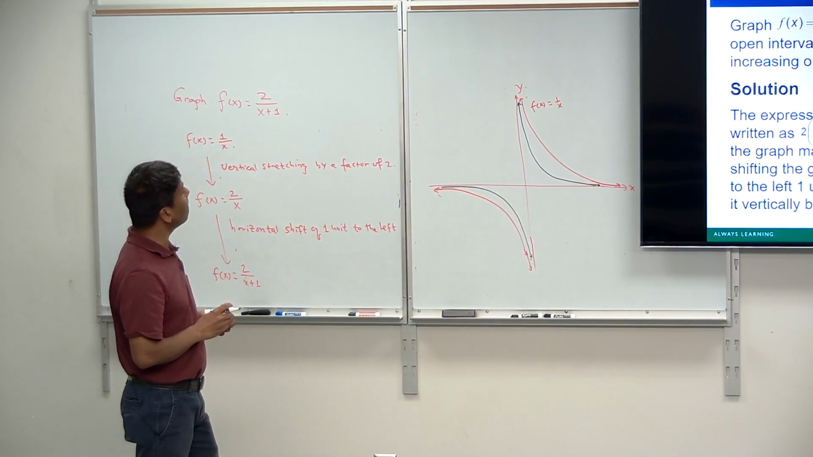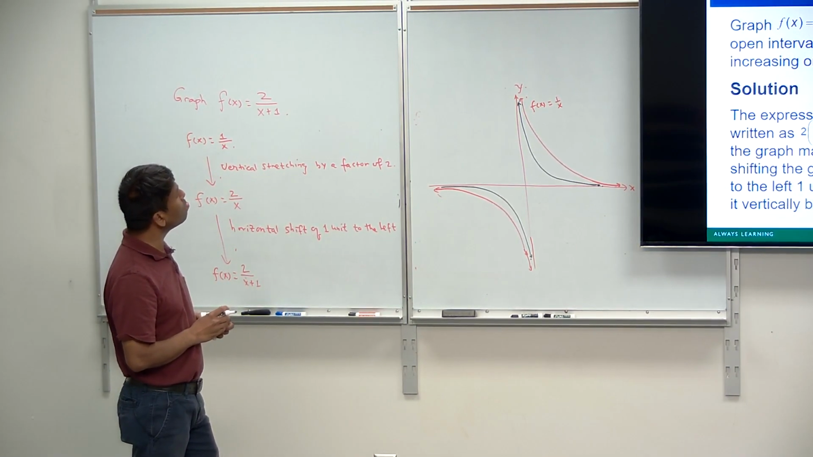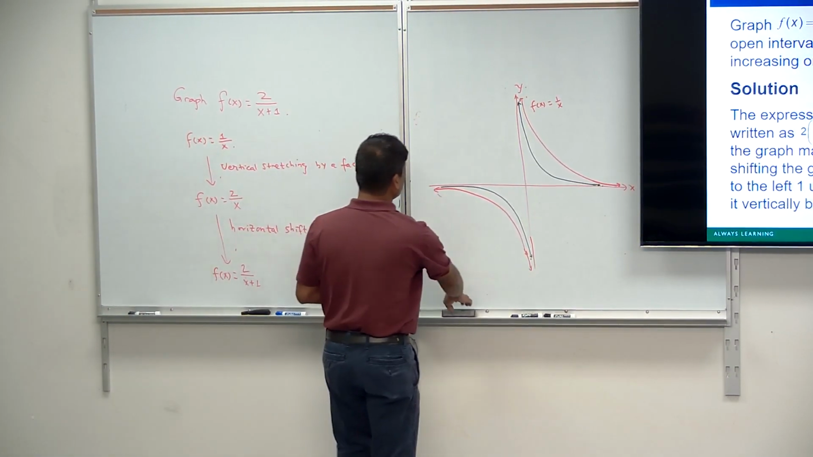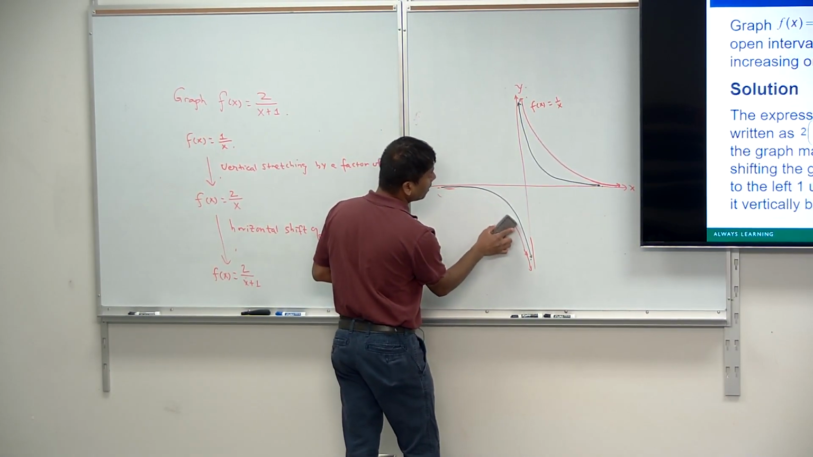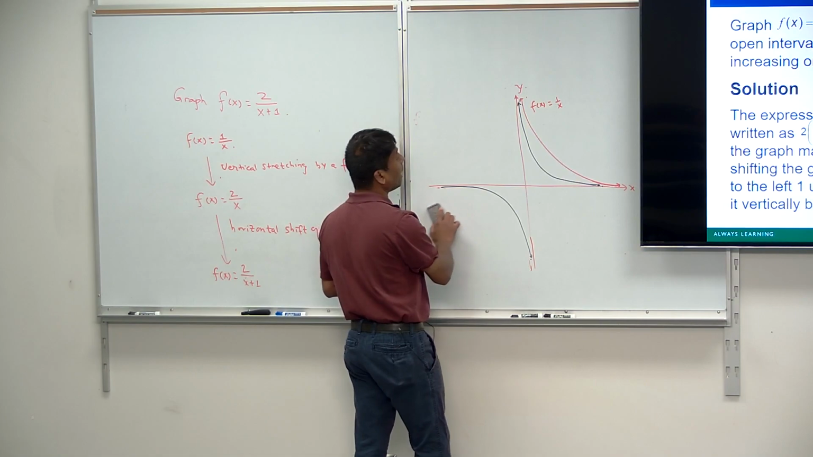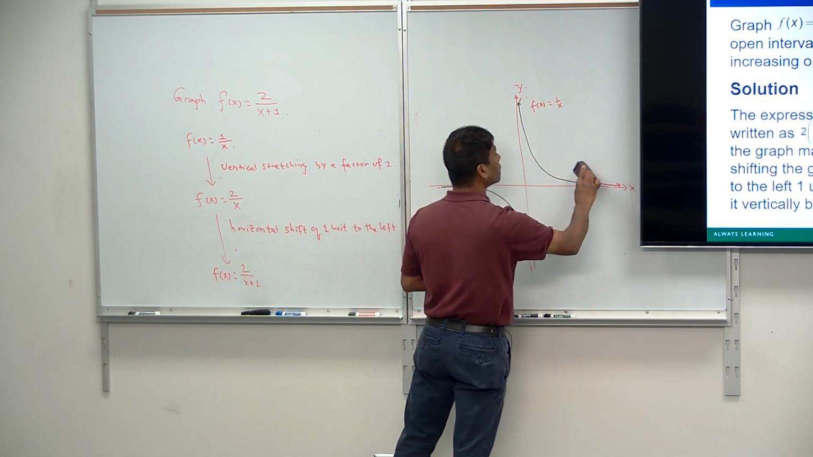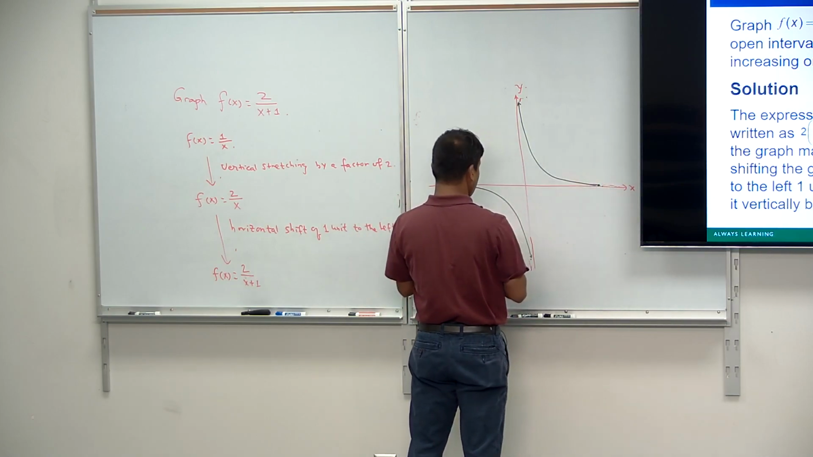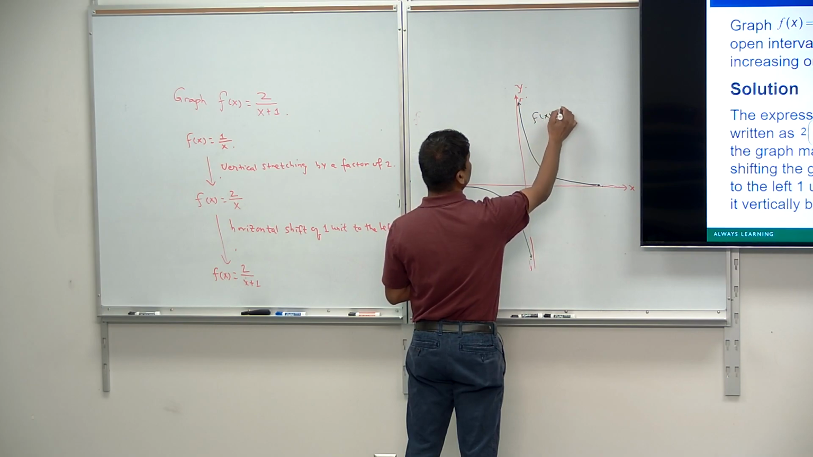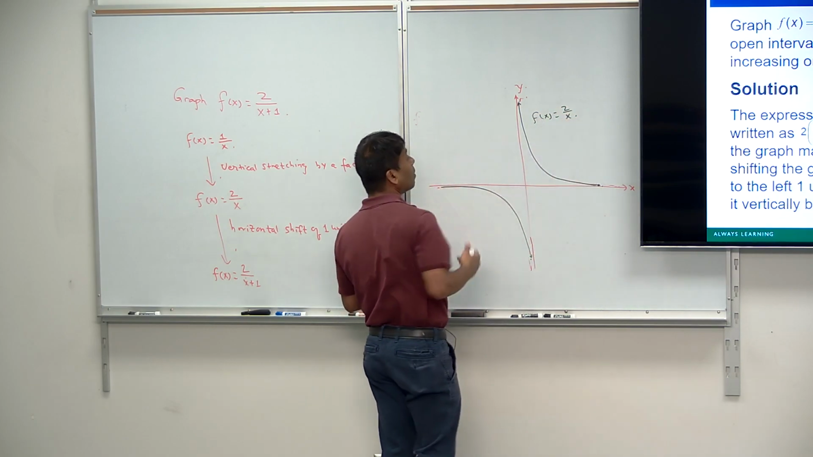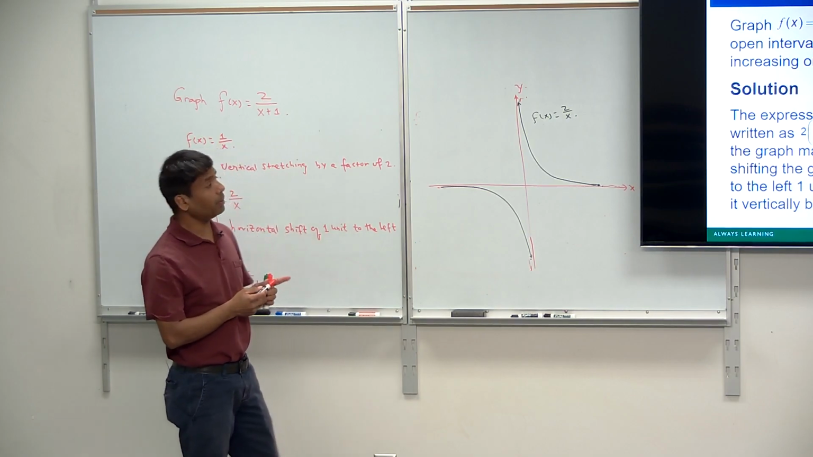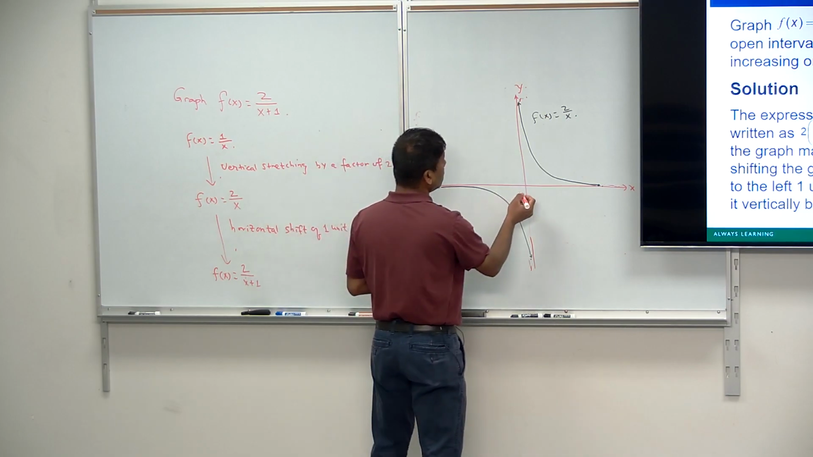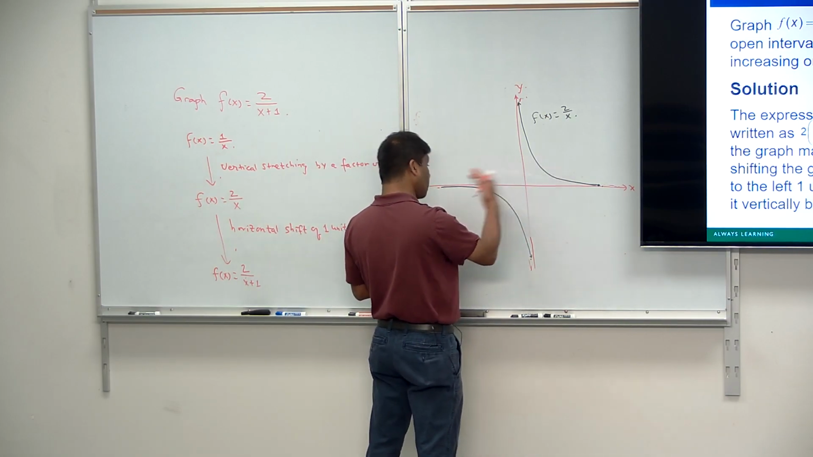Does that make sense, guys? Yeah. Right? And then this is vertically stretching by a factor of 2, the black one. So the black one is f(x) equal to 2 over x, and then you shift this graph 1 unit to the left. Okay? So if you shift 1 unit to the left, every point will be shifted 1 unit to the left, okay?